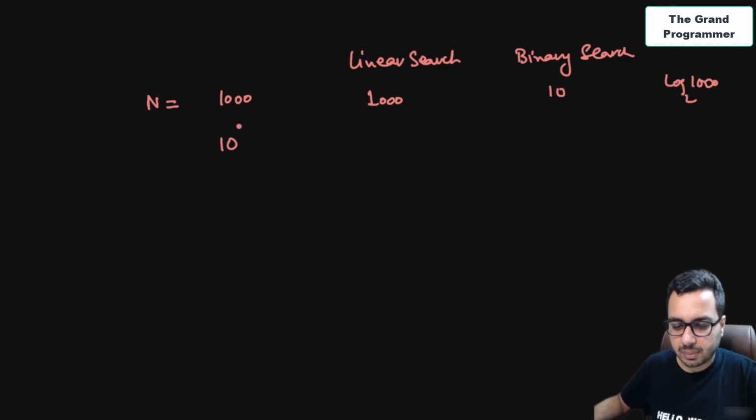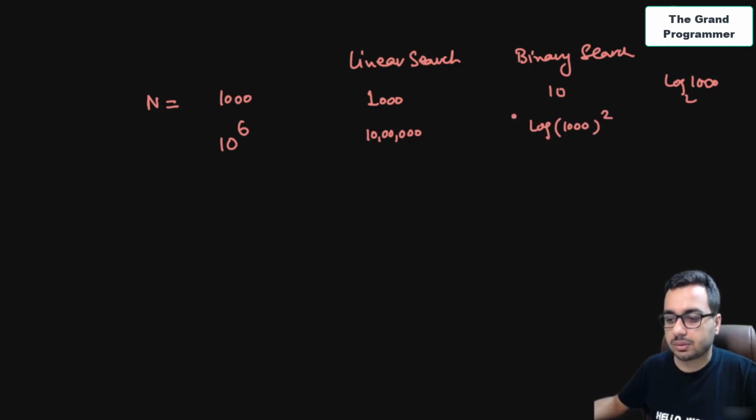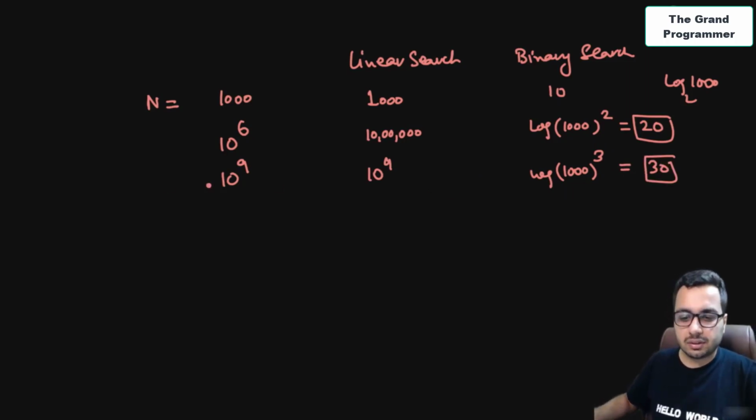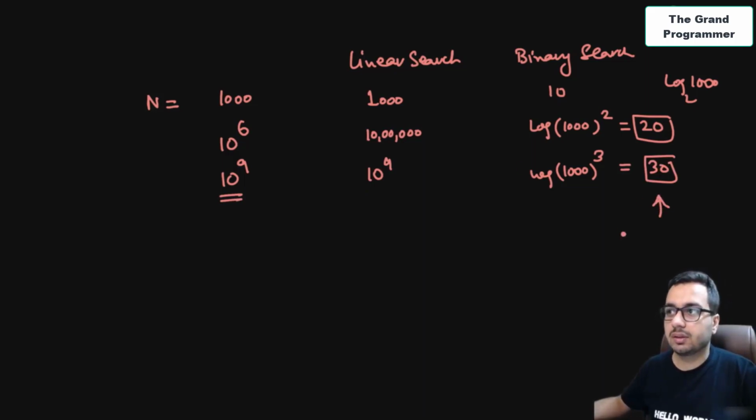So if n is, let's say, 10 power 6, so what is this value going to be? Linear search is going to take 10 power 6 iterations, but how many is binary search going to take? So I can say it is nothing but log of 1000 squared, it is 2 log 1000. So it is roughly going to take 20 iterations. Similarly, if you have 10 power 9, then linear search is going to take 10 power 9 iterations, but binary search is going to take log of 10 power 9, this is 10 power 3 raised to the power 3, so this is just 30 iterations, okay? In 30 iterations you can reduce an array of size 10 power 9 to an array of size 1. That means it's going to be very fast, okay?